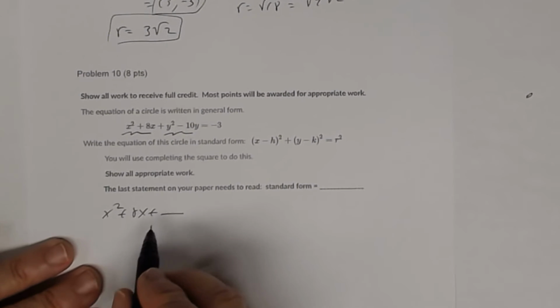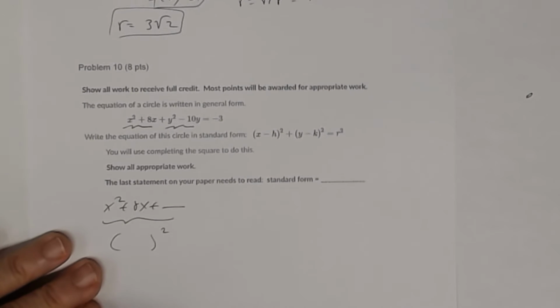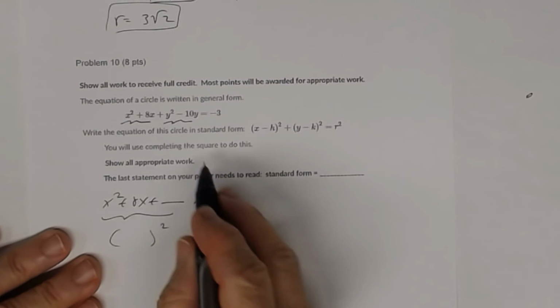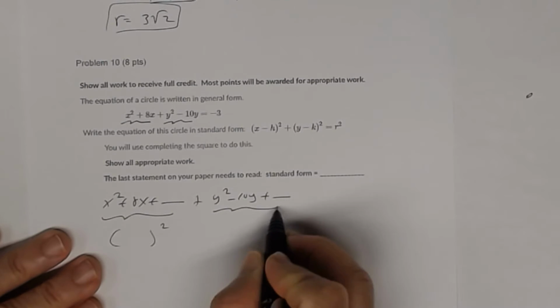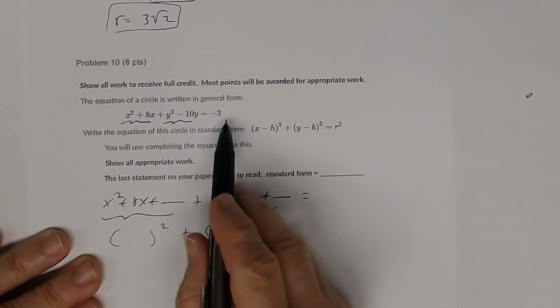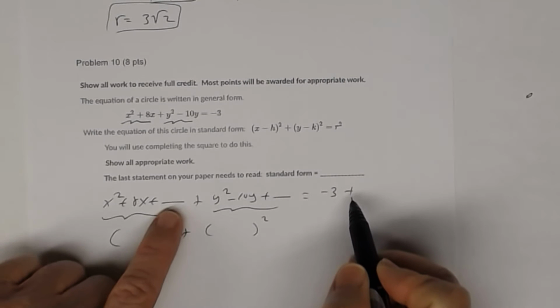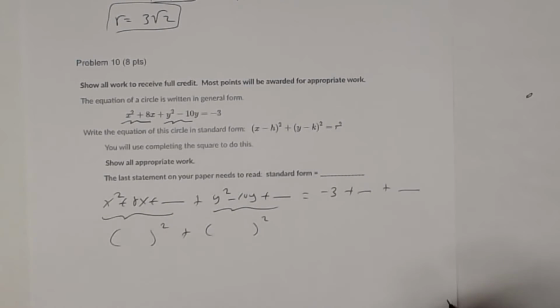Remember, so adding a number to this, you want to make this trinomial a perfect square trinomial. Do the same thing with the y, so y squared minus 10y plus some number here that will make this trinomial a perfect square trinomial, and then that's going to equal negative 3. And so remember, you add something here, you got to add it here. You add something here, you have to add it there.